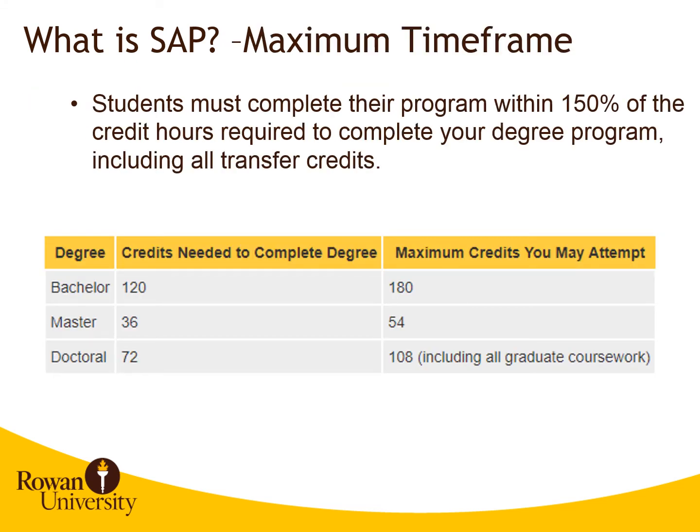The last component of SAP is maximum time frame. For maximum time frame, students must complete their program of study within 150% of the credit hours required to earn that degree, including transfer credits. For a bachelor's degree, it typically requires 120 credits, so the maximum amount you can attempt is 180 credits. There are also similar calculations for both master and doctoral programs.